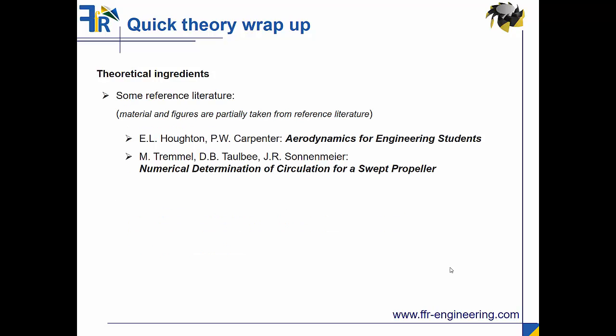Here is some reference literature, especially for the basics. You can have a look at something like Aerodynamics for Engineering Students, quite a nice book. And also, very important, a paper called Numerical Determination of Circulation for a Swept Propeller, which is really, I would say, the basis for this code. So the theory given there is really used also in this code, not directly, with some modifications by Anthony Falzone.